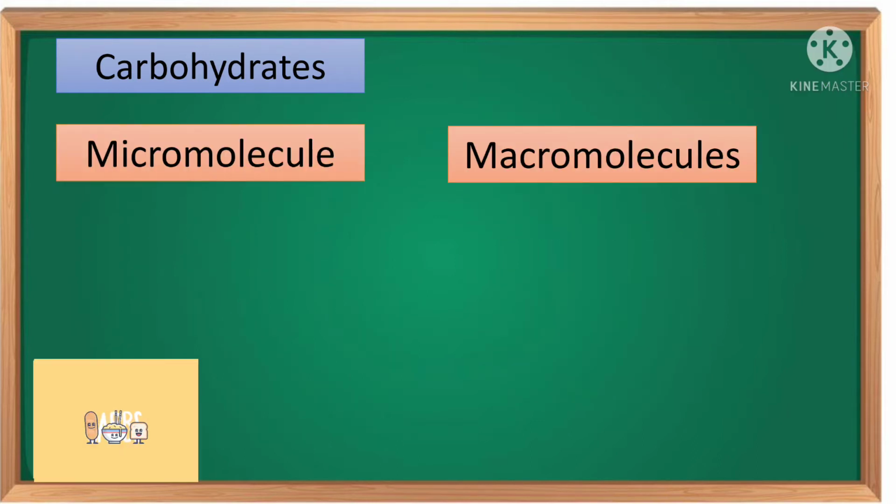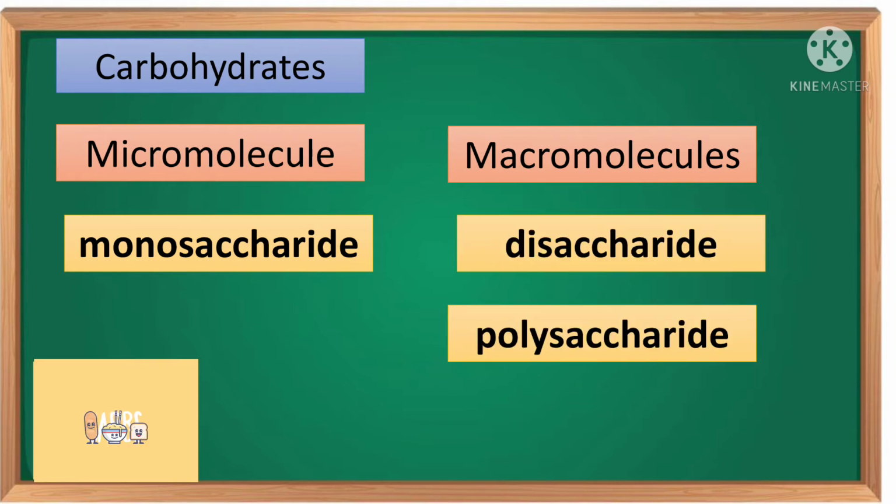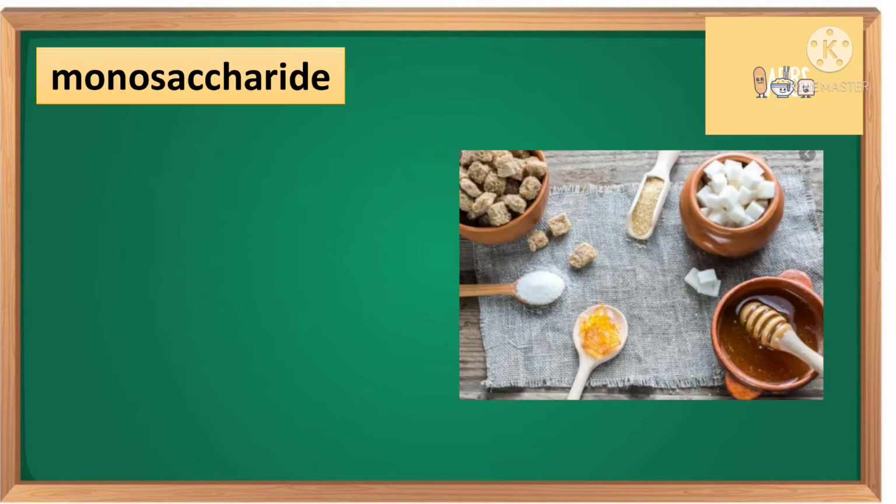Under carbohydrates, we have micromolecules and macromolecules. Under micromolecules, we have monosaccharides. And under macromolecules, we have disaccharides and polysaccharides. Let's talk first about monosaccharides.